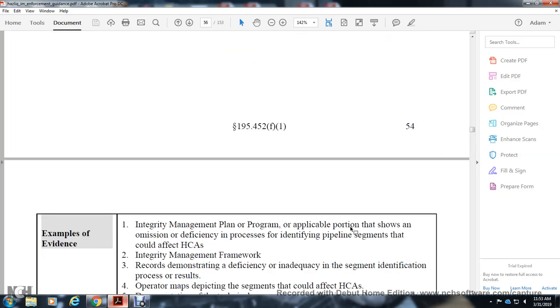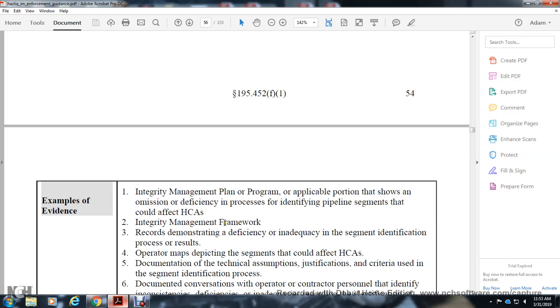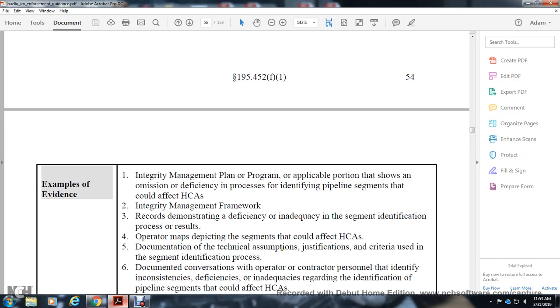For example, the evidence: 1. The integrity management plan or program, applicable portions showing the omission or deficiency of the process for identifying pipeline segments that could affect the high consequence area. 2. For the integrity management framework. 3. The records to demonstrate the deficiency or adequacy of the segment identification process results. 4. Operator methods for determining the segments that could affect the high consequence area. 5. The documentation, technical assumptions, and justification criteria used in the segment identification process.